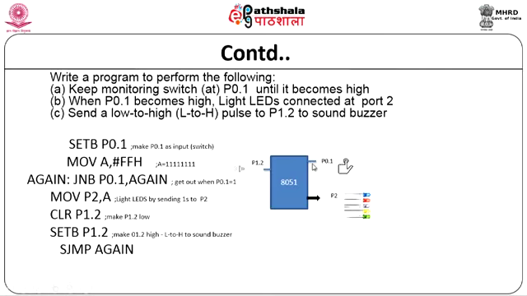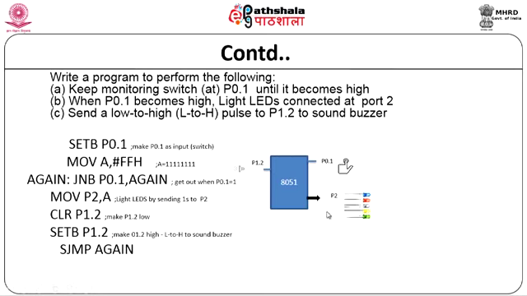So, I will get either 1 or 0 over there. Till I am not getting a 1 over there, I have to keep looking at this particular pin only. So, just see that we keep monitoring the switch at P 0.1 until it becomes high. I have to make an indefinite loop until I get a 1 at P 0.1. When P 0.1 becomes high, the LEDs which are connected to port 2 have to be lighted, and a low to high pulse has to be sent to P 1.2, which in turn sounds a buzzer. This is what I wanted to have.